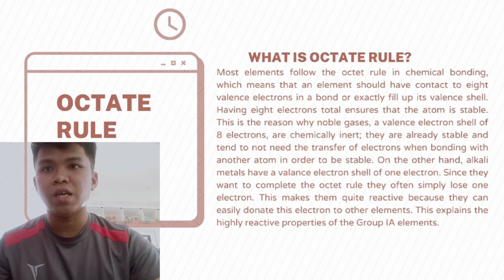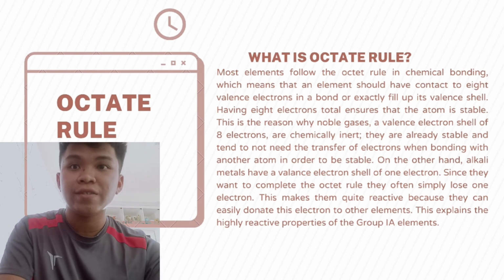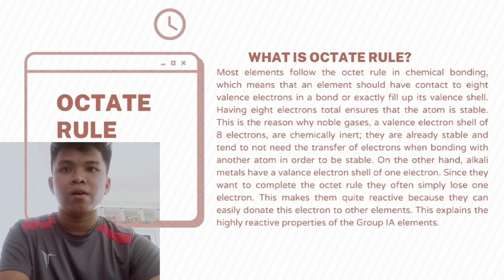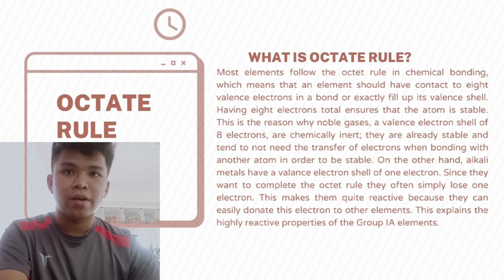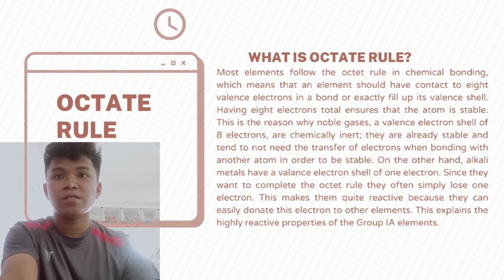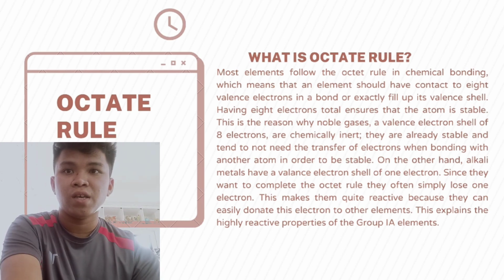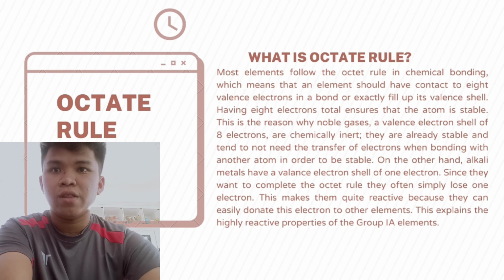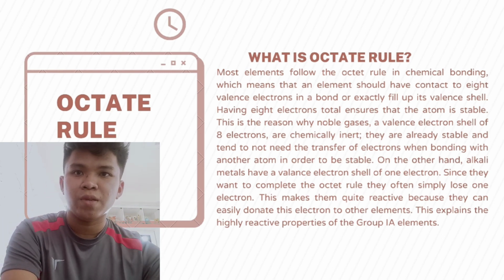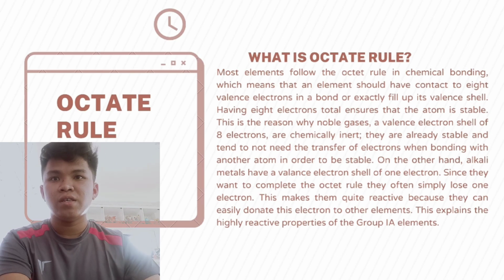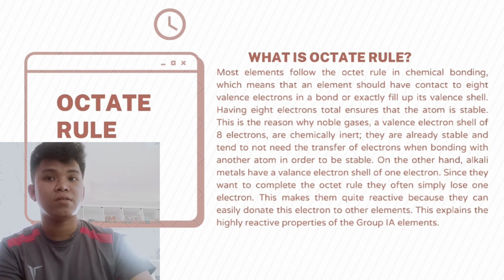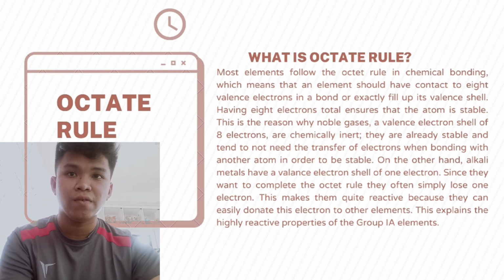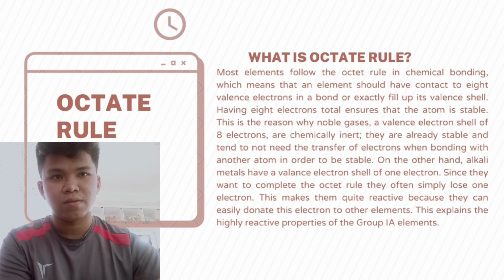They are already stable and tend not to need to transfer electrons when bonding with another atom in order to be stable. On the other hand, alkali metals have a valence electron shell of 1 electron. Since they want to complete the octet rule, they often simply lose 1 electron. This makes them quite reactive because they can easily donate this electron to other elements. This explains the highly reactive properties of group 1A elements.